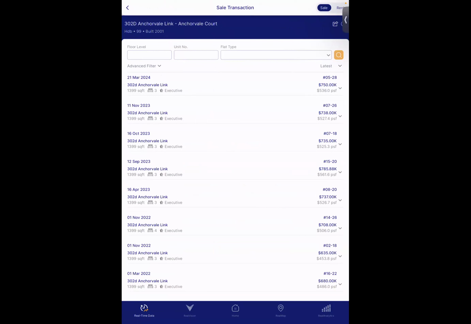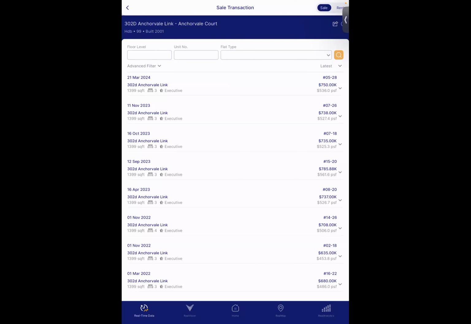So HDB is a bit different from condos in the sense that if you search by the block, it might not have a lot of transactions. You can see my particular block, this whole year only has 1 transaction. So if your buyer asks, what's the latest transaction, you say, oh, back in March. This whole year, already 5 months, only 1 transaction in this block. So it might not be that reflective of the current market situation for your buyer or seller.